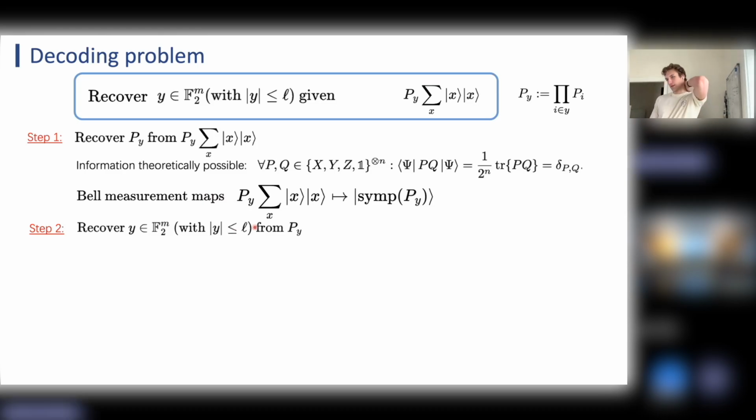Yeah, good question. Okay, so step 1 is easy. So then let's look at step 2. We already know what the symplectic form of Py is. So our new goal is to recover y given that.